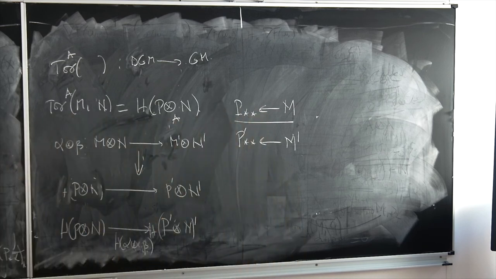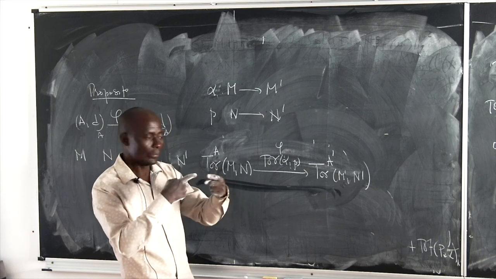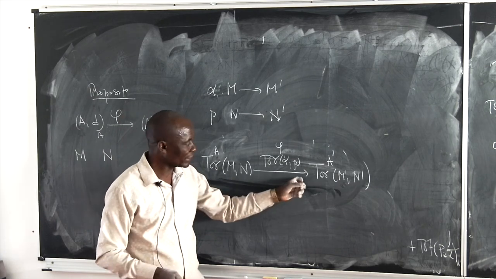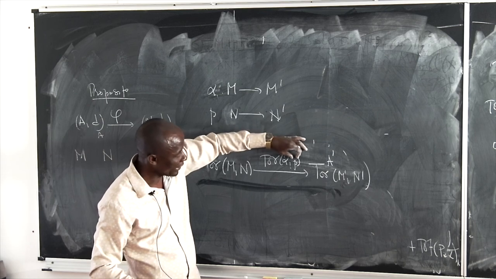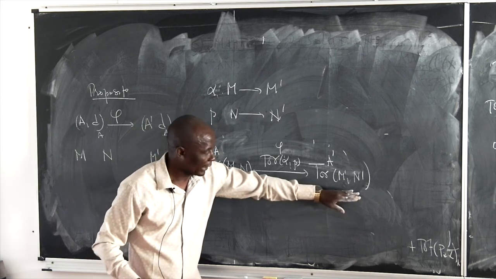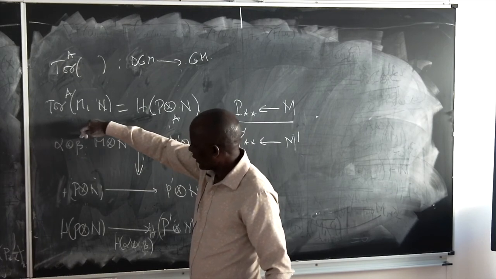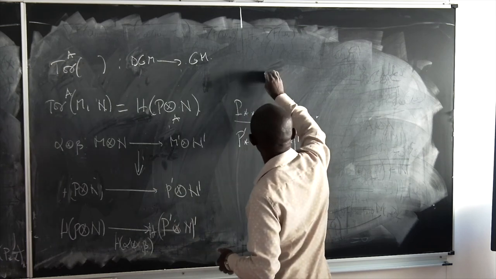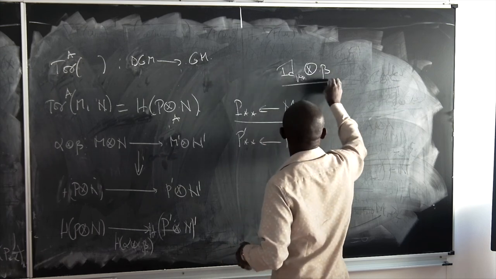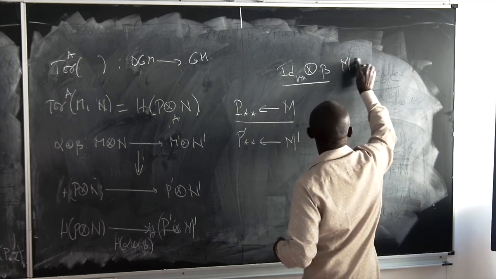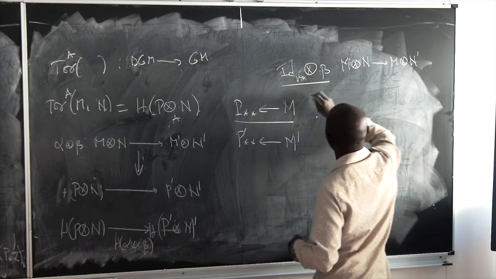In addition, if phi is an isomorphism and alpha, beta equivalence means that alpha and beta are quasi isomorphisms, this map is an isomorphism. If alpha is equivalence, beta equivalence, and phi isomorphism, we have an isomorphism here. This comes from the fact that if beta is an isomorphism, by considering M tensor beta, which is defined from M tensor N to M tensor M prime, N prime, this is also a quasi isomorphism.